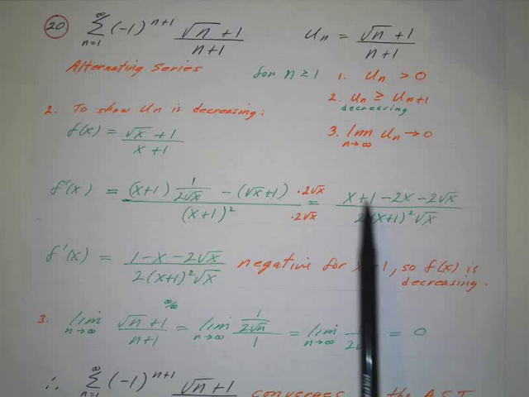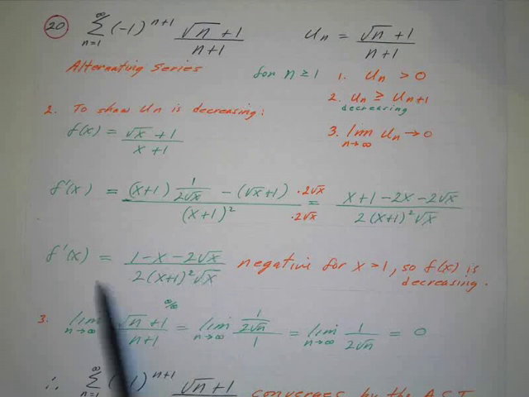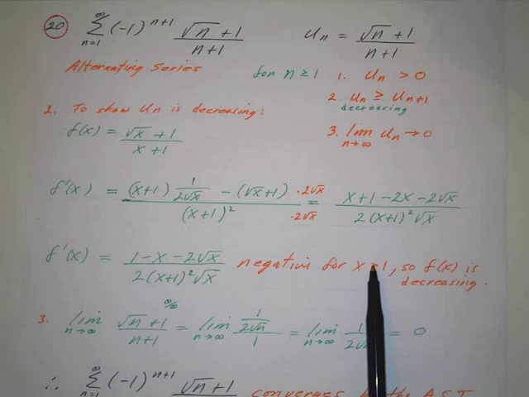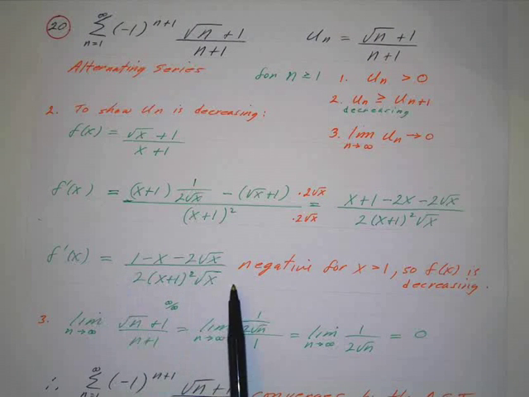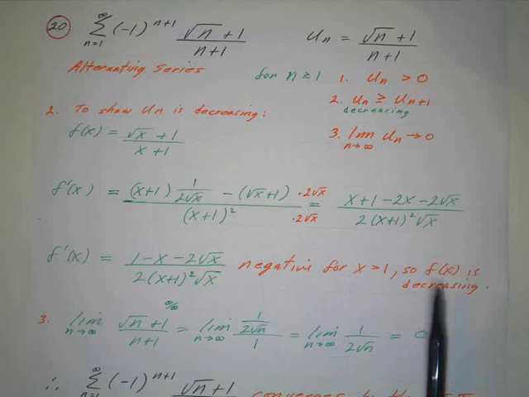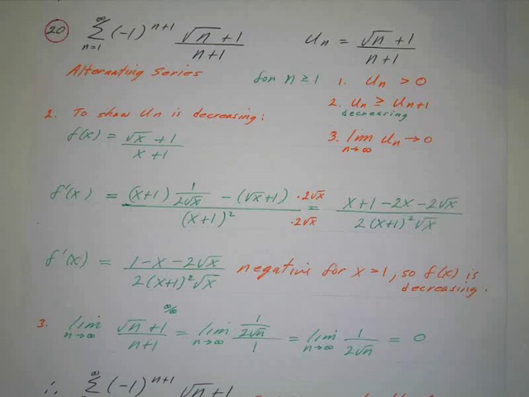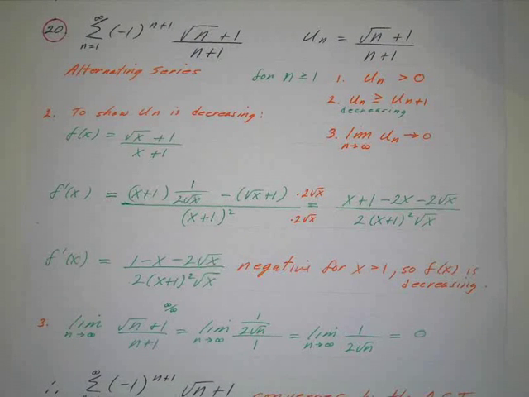All right? And then we can simplify this a little bit. This would be x minus 2x is negative x. I got 1 minus x minus 2 times the square root of x all over this denominator. Well, this denominator, for x greater than 1, will always be what? Positive. And the numerator, since this will be positive and this will be positive, and I'm putting negative signs in front of them, will always be negative. So that's a negative for all x greater than 1. So the function is decreasing because the derivative is always negative. So that could be another way of verifying part 2.